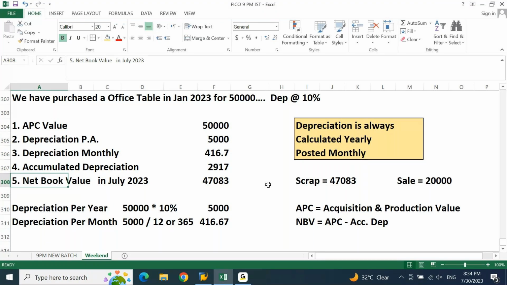Sir, I have a doubt. Like one journal entry, depreciation account to accumulated depreciation account. So the value will be 416 for both debit and credit, or if we think of it per month, what will be the value of that accumulated depreciation?